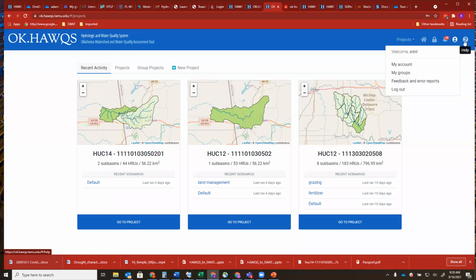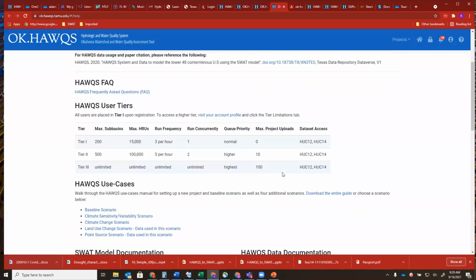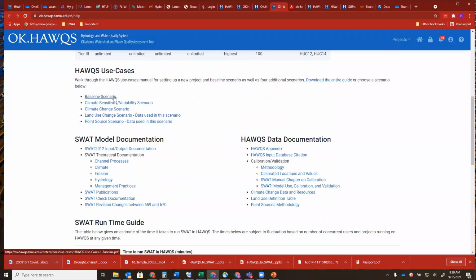And finally, there is a help menu here. When you click on the help menu, it will take you to our documentation and support. Here it gives you the generic HAWQS user guide. And anytime you use the data sets from here, we would like you to cite this paper so that it gets automatically credited, but also we can keep track of how many papers are getting published with HAWQS and so on. And it gives you some of the examples, okay?